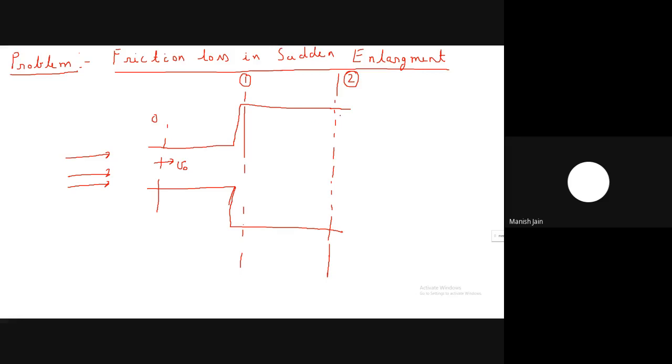The velocity will reduce. At the same time, you have a high pressure. Kinetic energy will reduce, potential energy will remain the same, but the pressure energy will increase. So you have to calculate how much friction loss is there inside the pipeline.